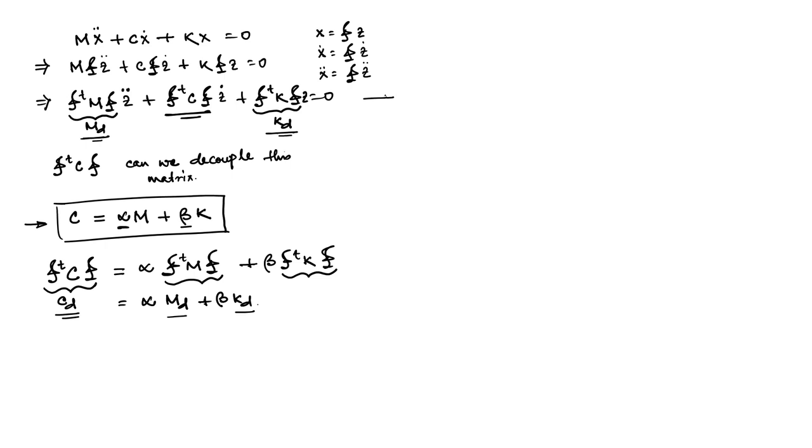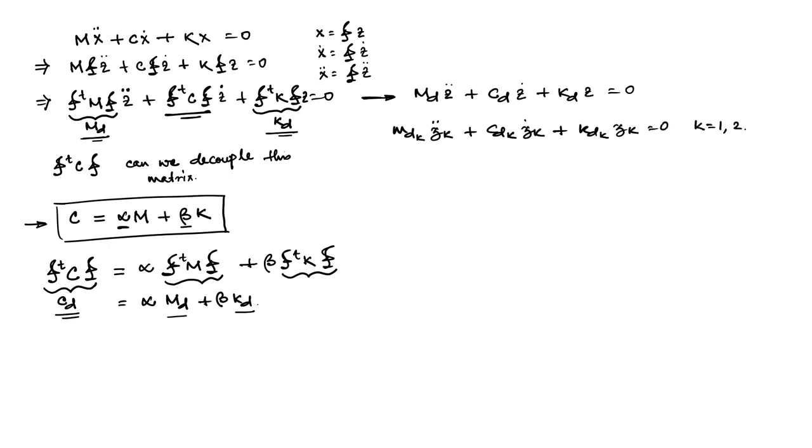Then if we transform this equation, what we have is M d z double dot plus C d z dot plus K d z is equal to 0. Again, this is a free vibration equation and we need the initial conditions, which I have already discussed, how to get the initial conditions in the modal coordinate. So, the kth equation, if I write down, we have m d k z k double dot plus c d k z k dot plus k d k z k is equal to 0. Now, k ranges from 1 up to n.